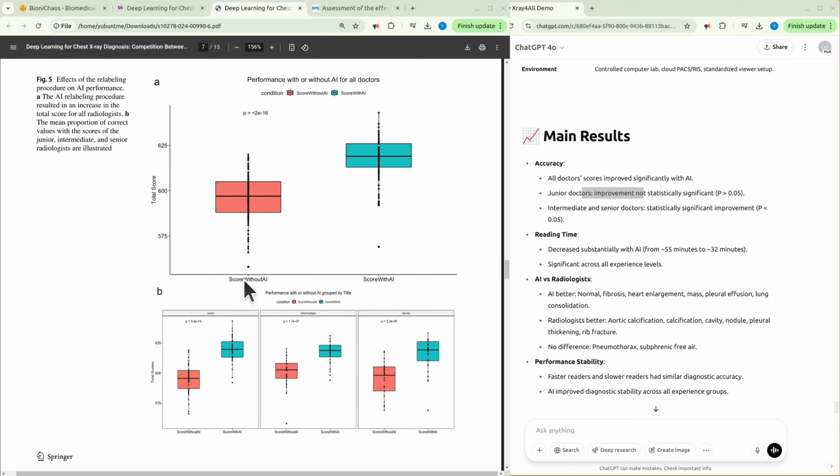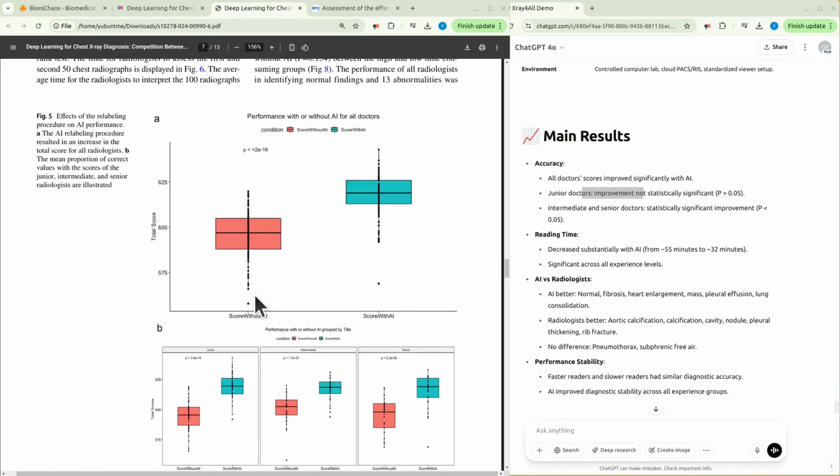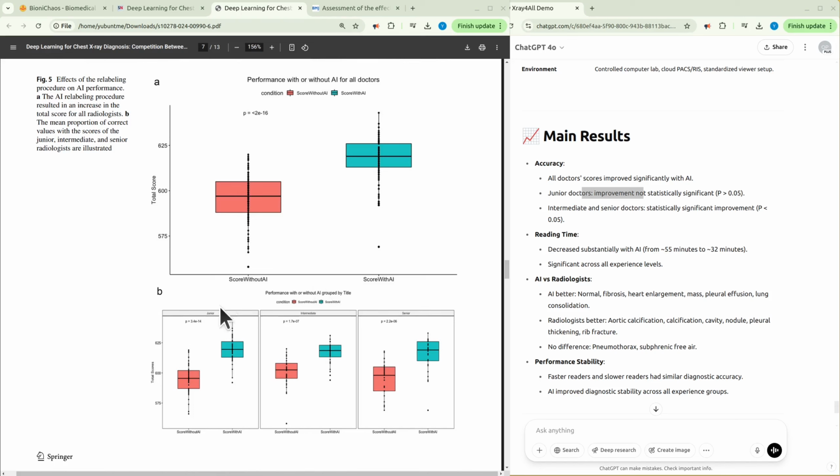This means that while AI did help, the effect was not as pronounced or consistent for junior radiologists compared to their more experienced colleagues. You are hallucinating on me. Can you check again figure 5b? Junior, intermediate, and senior, they all show significant improvement with AI.